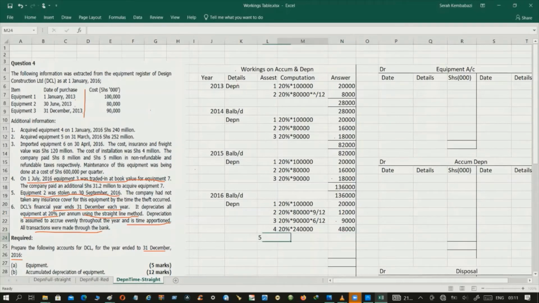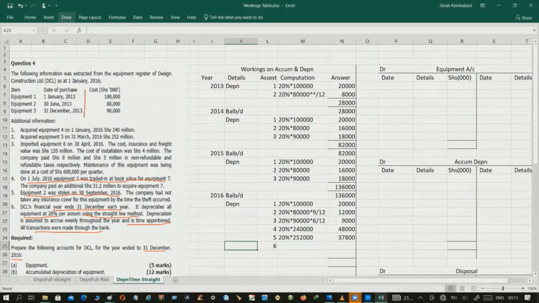48,000. For equipment 5, since we bought it on 31st March 2016, it means we've had this asset in that financial year for only 9 months. We'll have a value of 37,800. My computer didn't reflect that, but please, it's 9 out of 12.